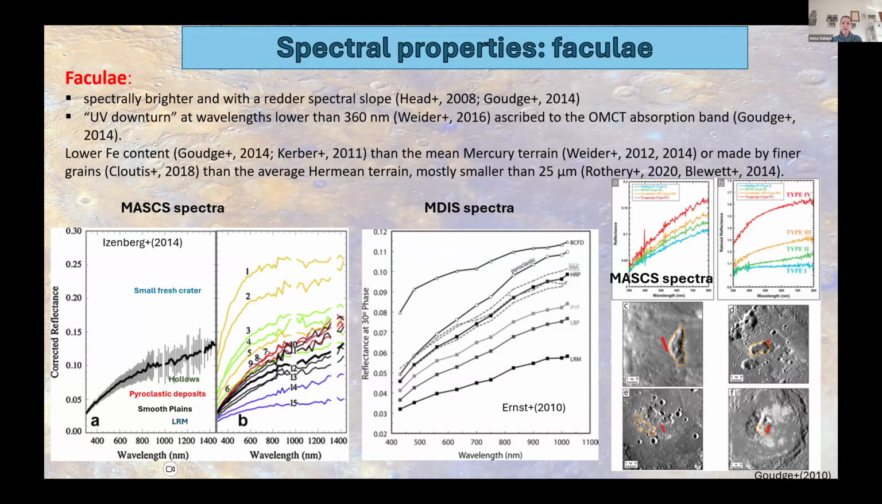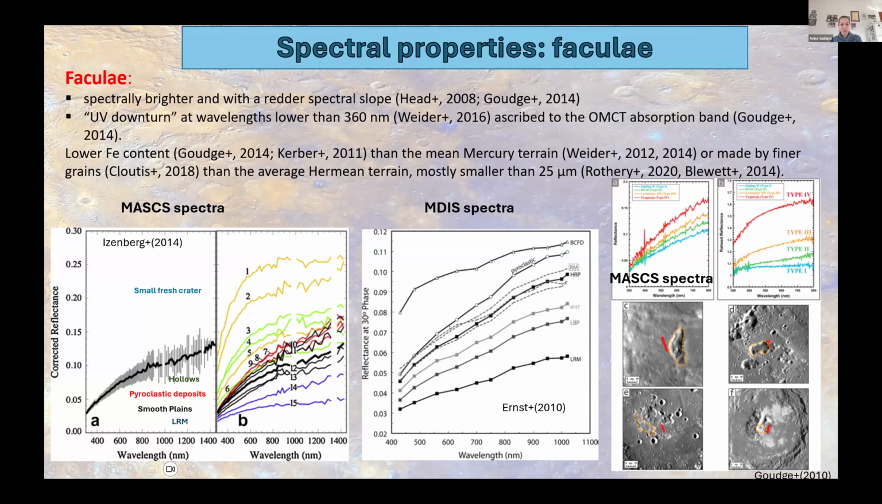You can also observe this in these spectra acquired by the MASCS spectrometer, and these are the spectra acquired by the MDIS camera. Also in this case, the pyroclastic deposits, that is this spectrum, are brighter with respect to the other units. For example, we can take into account the intermediate plains as the average Mercury terrains. These are spectrally brighter and with a redder spectral slope.